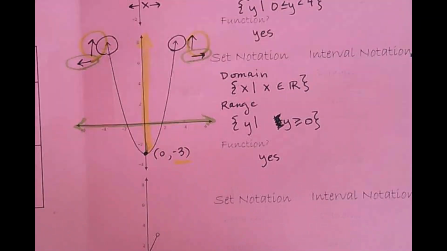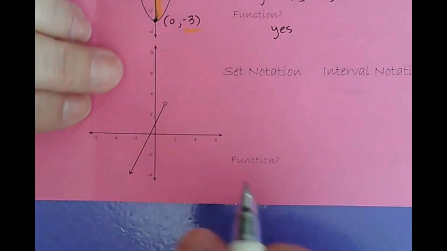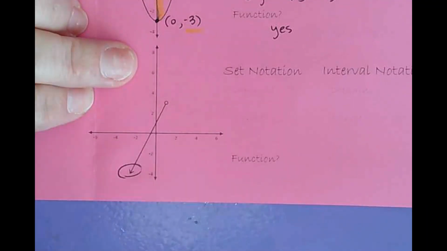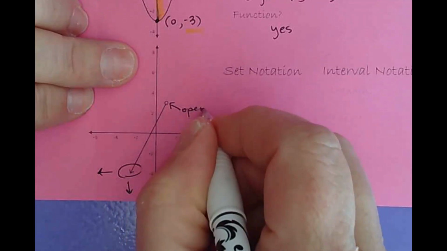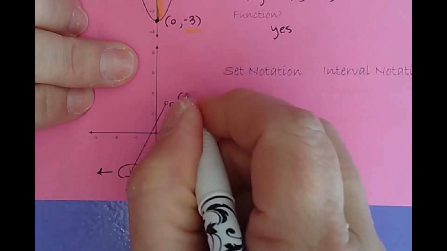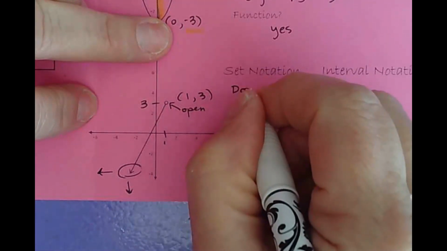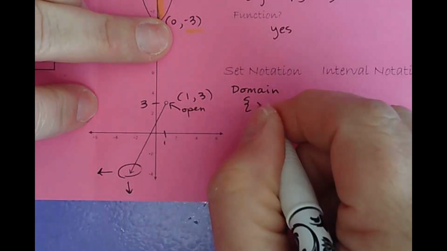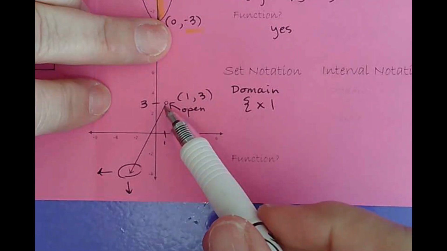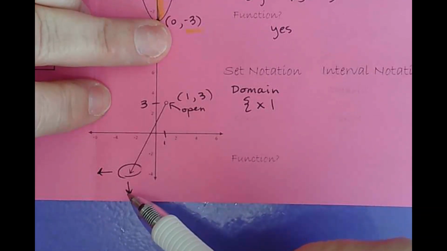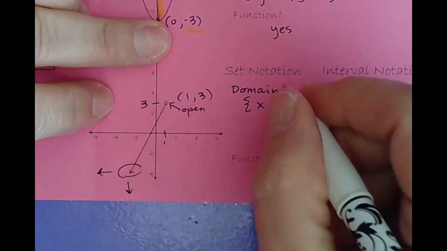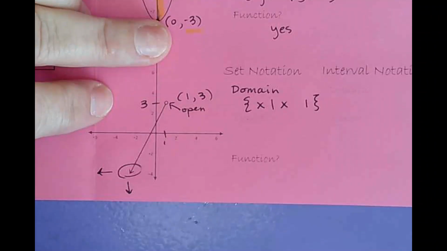I have one more example here, and I'll make note of my arrow, which goes left and also down. And here I have an open circle at 1, 3. The domain in set notation can be written the set of all x's such that all of my x's are smaller than 1. It's 1 and then down. I write it least to greatest, but I only have one number, so I can put x and I can put 1. And then I describe my x's as being less than 1. Because this is open, it's just less than, no equals.